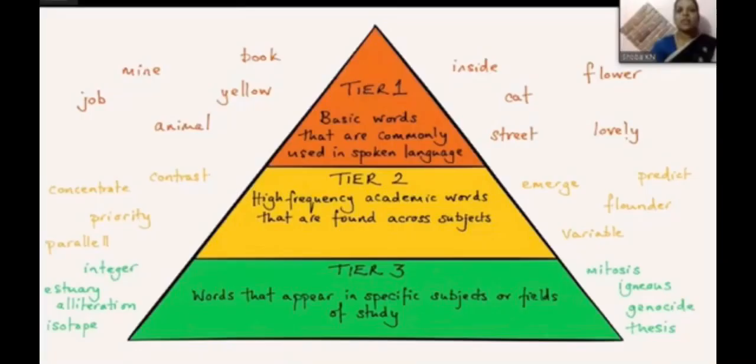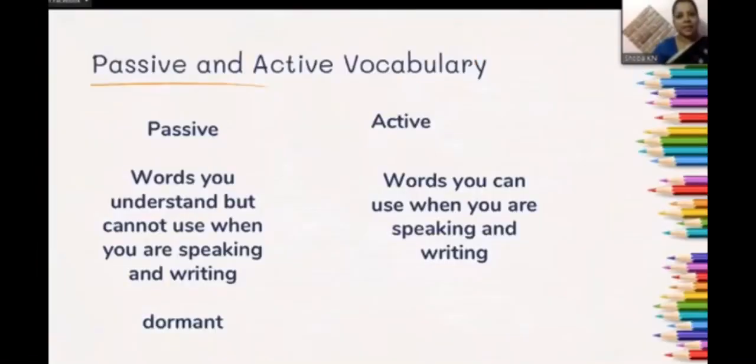This is a three-tier process to learn vocabulary. Tier 1 is about basic words that are commonly used in spoken English. Tier 2 is about high-frequency academic words that are found across subjects. Tier 3 is about words that are specific to particular subjects or fields of study. Here is a classification of vocabulary.